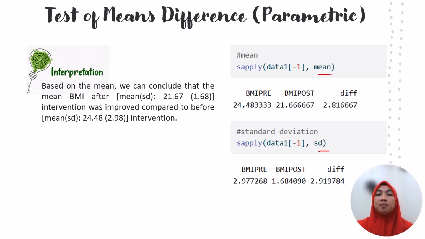So we can interpret the result. So we can conclude that the mean BMI after, right? So this is the mean BMI pre and also the post test. Look at the output here. We have the pre and the post test, and here is the difference between before and after. Okay, all right, we can conclude that the mean BMI after, so mean and also the standard deviation, intervention was improved compared to before intervention.